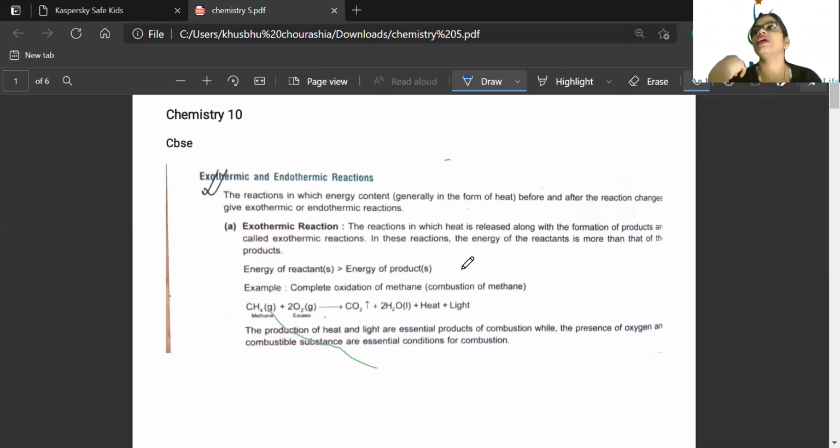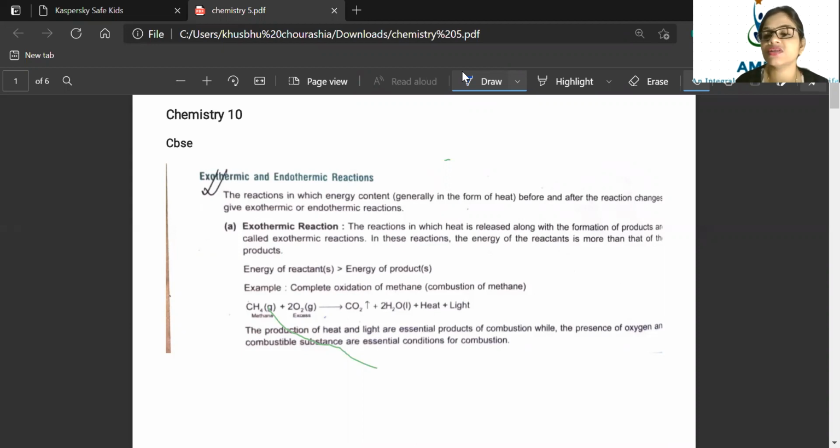And if heat is absorbed, then above the arrow or below the arrow, the indication of heat will be there, or in the reactant side, heat will be there. That will symbolize an endothermic reaction.